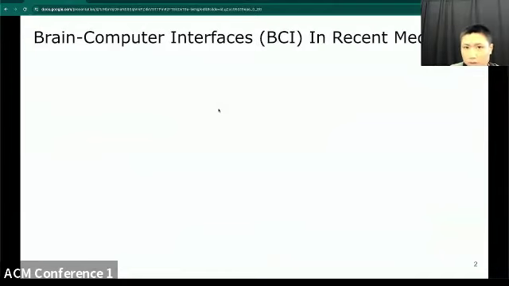I'd like to start off by talking about brain-computer interfaces, or BCIs, with some examples. So there's been a lot of recent advances in the recording, implantation, and processing technologies that have really pushed the envelope for what we see as possible.